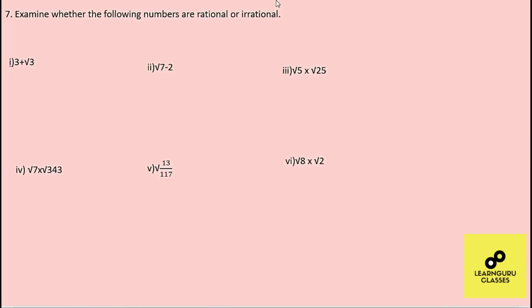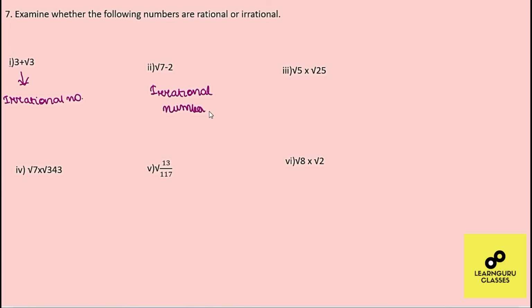Question number 7 is examine whether the following numbers are rational or irrational. So 3 plus root 3: 3 is a rational number, root 3 is an irrational number, so it will give you an irrational number. Okay, so root over 7 minus root over 2. Root over 7 is an irrational number and root 2 is also irrational, so the difference between the two will give you an irrational number.